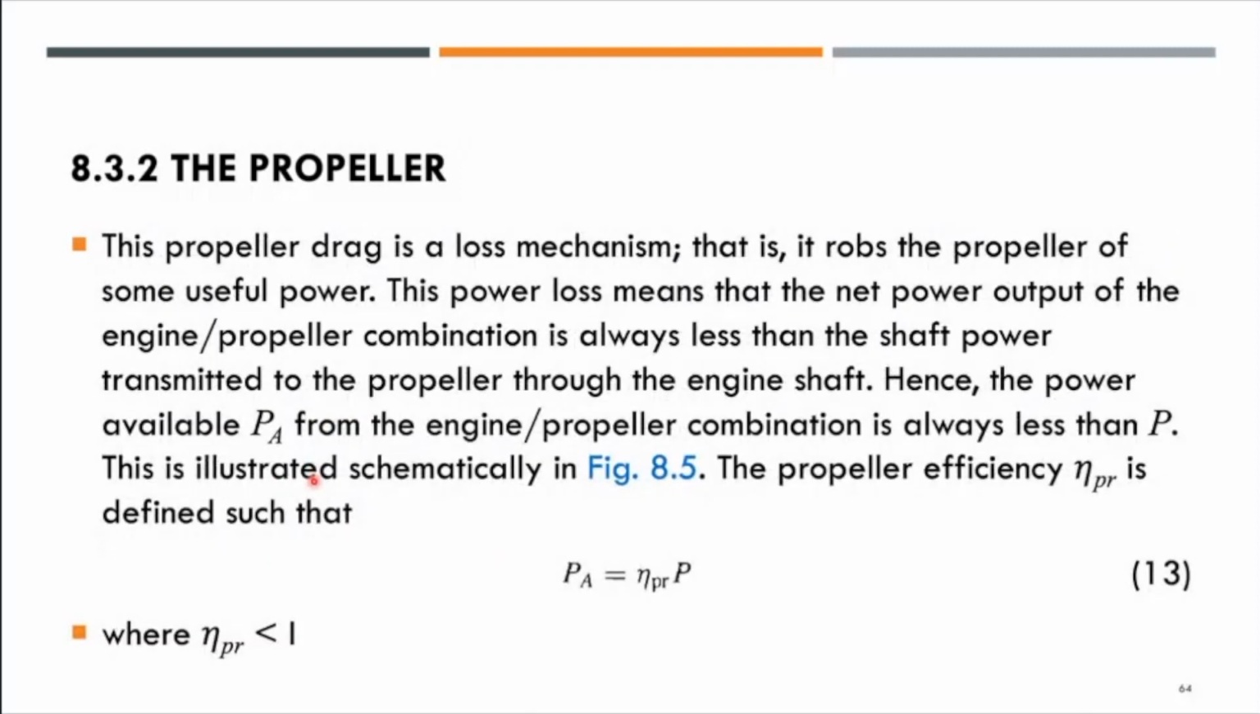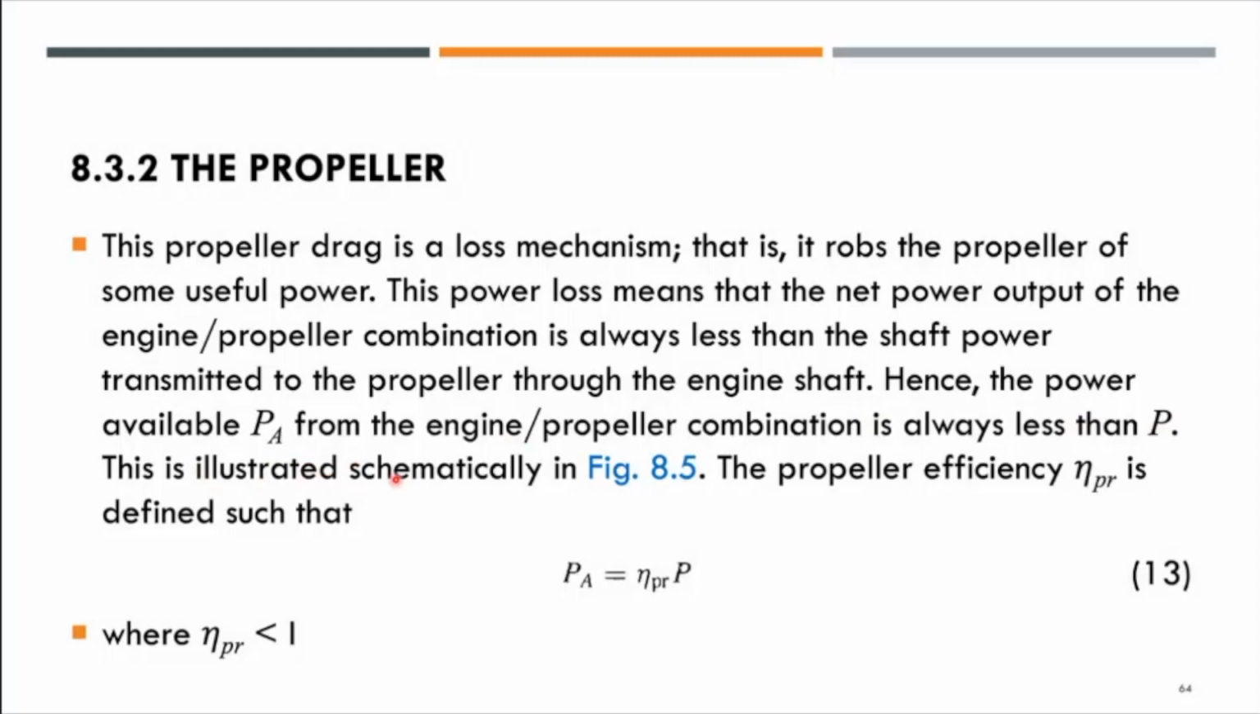So this propeller drag is a loss mechanism because it is a drag, and it basically robs the propeller of some useful power. This power loss means that the net power output of the engine and propeller combination is always less than the shaft power transmitted to the propeller through the engine shaft. Hence, the power available PA from the engine and propeller combination is always less than P, the shaft power.